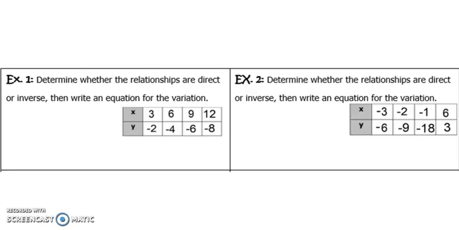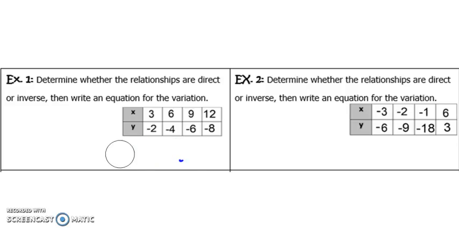Now, as a quick review, we want to look at example 1, determine whether the relationships are direct or inverse, then write an equation. So I would always start with inverse. If I do 3 times negative 2, I get negative 6. But then if I do 6 times negative 4, I get negative 24. Already, that tells me it's not an inverse variation.